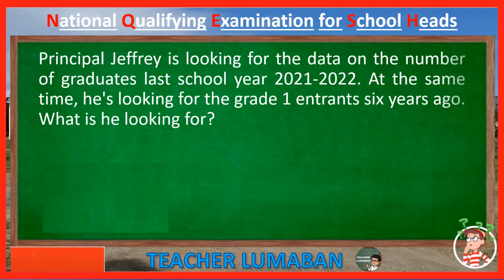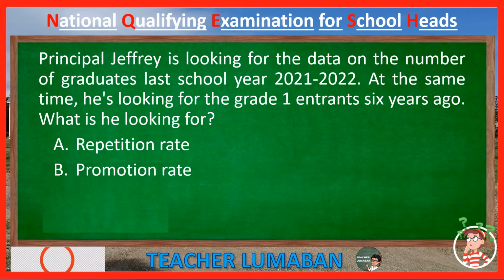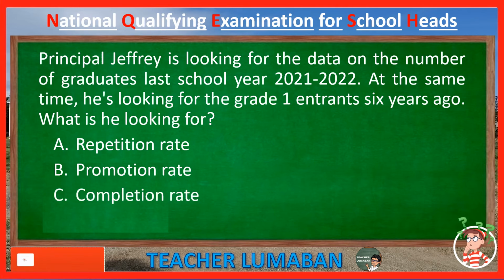Principal Jeffrey is looking for the data on the number of graduates last school year 2021 to 2022. At the same time, he's looking for the grade 1 entrance 6 years ago. What is he looking for? Letter A, repetition rate. Letter B, promotion rate. Letter C, completion rate. Letter D, participation rate.